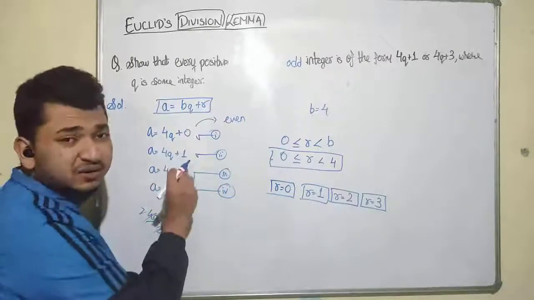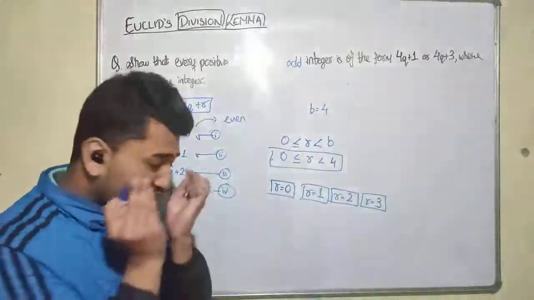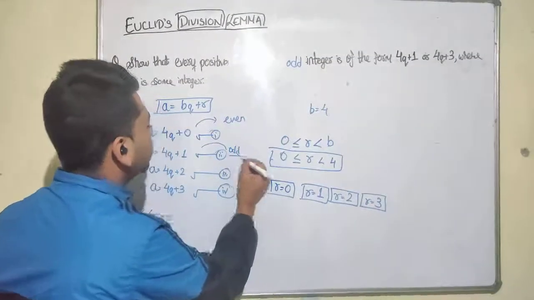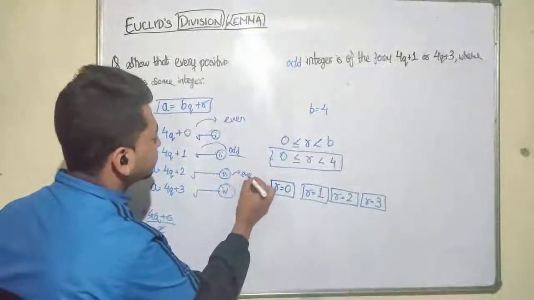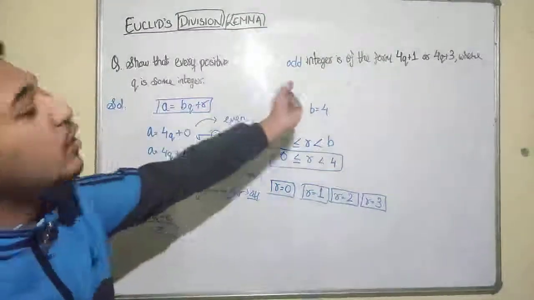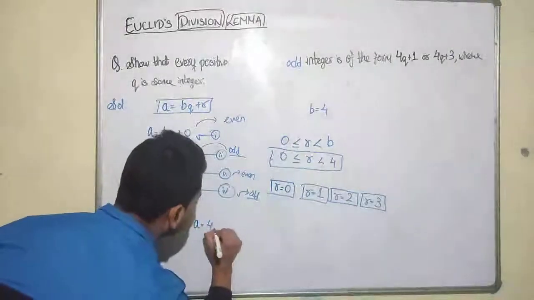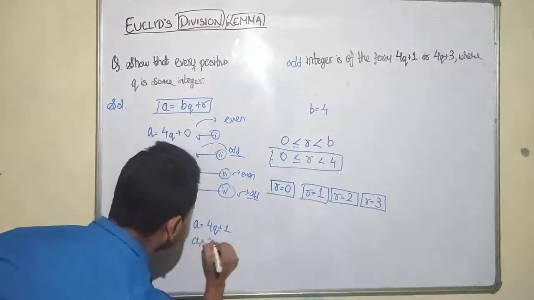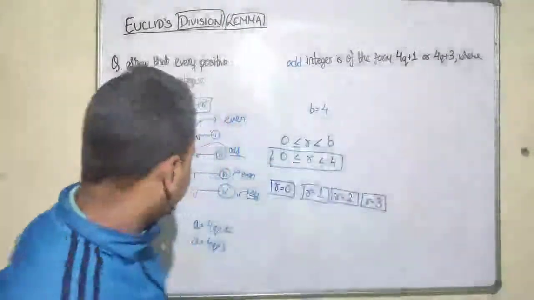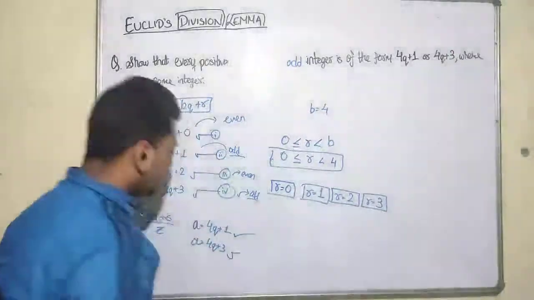So now 4q plus 1, if we find any remainder as an odd number, it will be odd. So the first equation is odd, the second equation is odd, the third equation is even, and the fourth equation is odd again. In this question we have to find the odd integer. So the odd integers in this question are this one and this one. So a is equal to 4q plus 1 or a is equal to 4q plus 3 for odd. So we have, is of the form 4q plus 1, and also 4q plus 3.